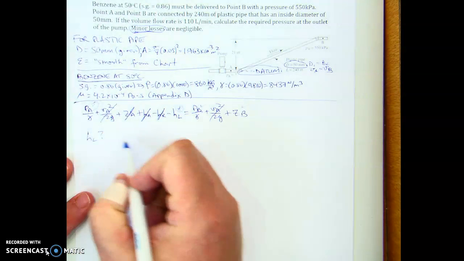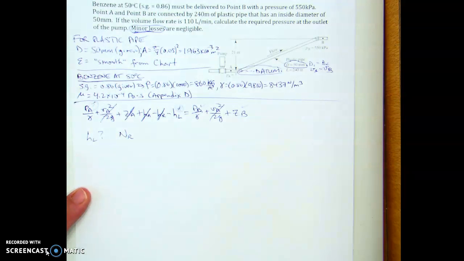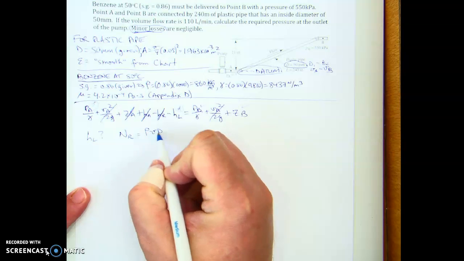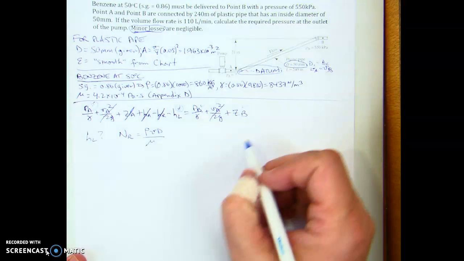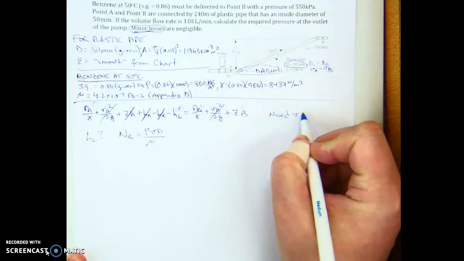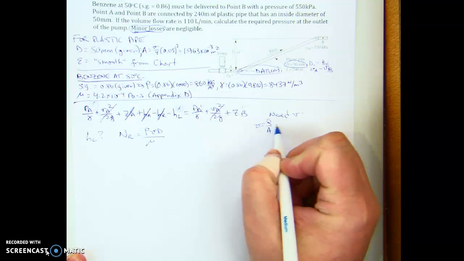So first step is to get Reynolds number. And Reynolds number is rho VD over mu. So we've got our rho, we've got our D, we've got our mu. We only need our velocity. So we need V. I'm just going to say V is Q over A.